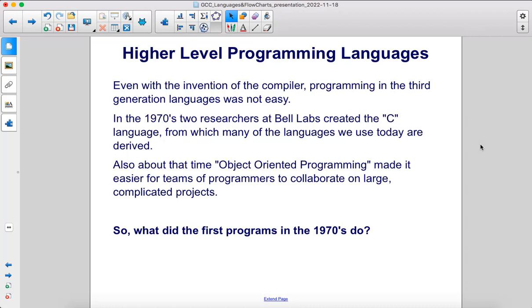In the 1970s, two researchers at Bell Labs created the C language, from which many of the languages we use today are derived. Also, about that time, object-oriented programming made it easier for teams of programmers to collaborate on large, complicated projects. So, what did the first programs in the 1970s do?